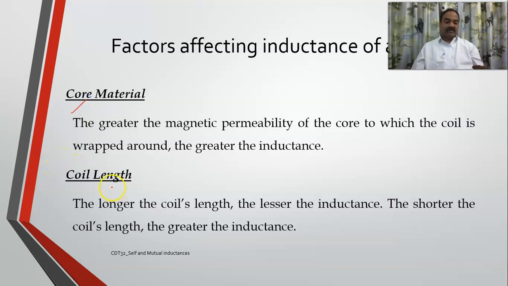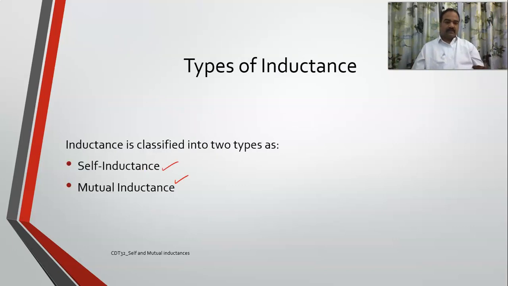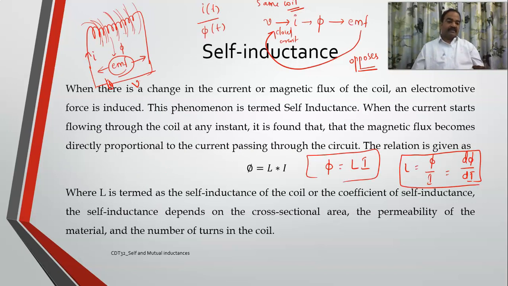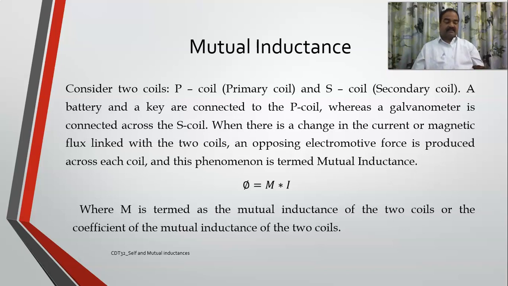The last one is coil length. This is quite opposite. If the coil has a very long length, then automatically the inductance will be reduced. So these four factors do affect the self-inductance of a coil. Now the other case is mutual inductance. So what is mutual inductance?